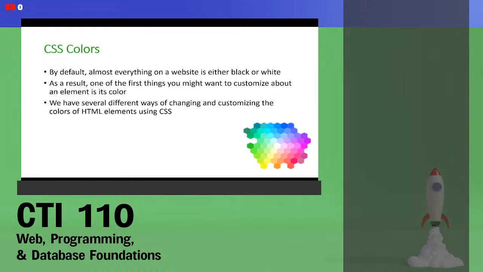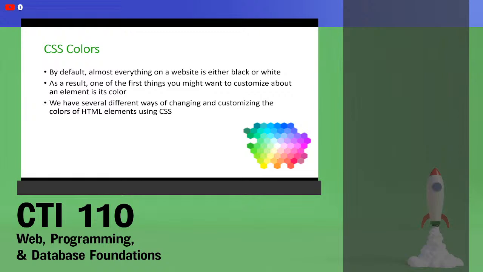But one of the first things that you pretty much always want to customize is color, because everything's black and white by default, and black and white is boring. And in CSS, we have several different ways of customizing the colors that we use for HTML elements. We can customize the foreground color, which in our case is going to be the color of the text, or a background color, which is going to be the color behind our text.